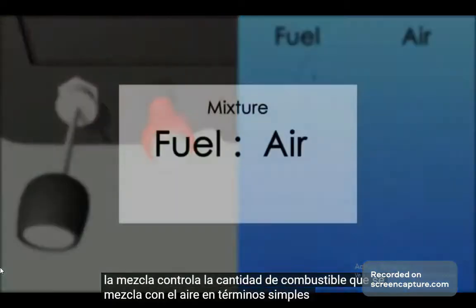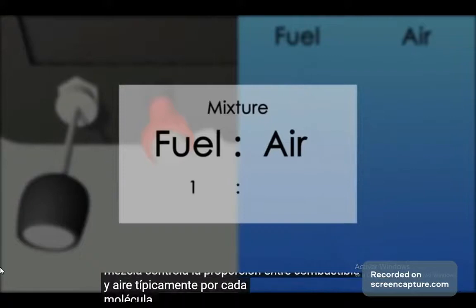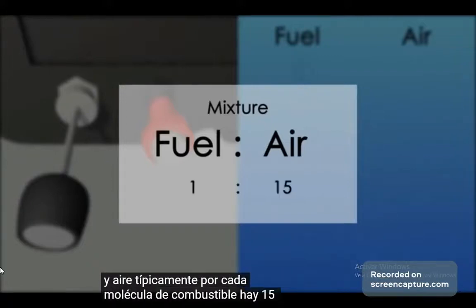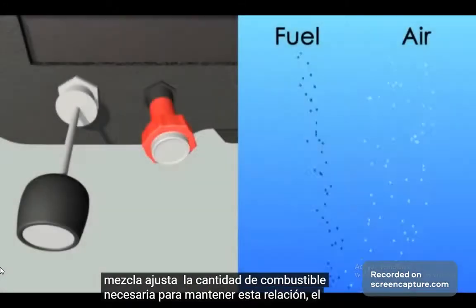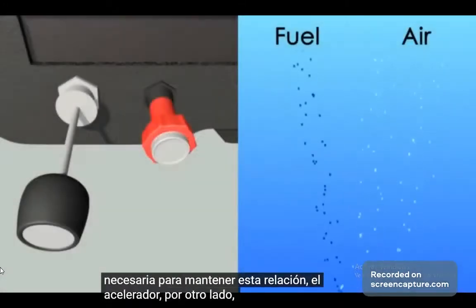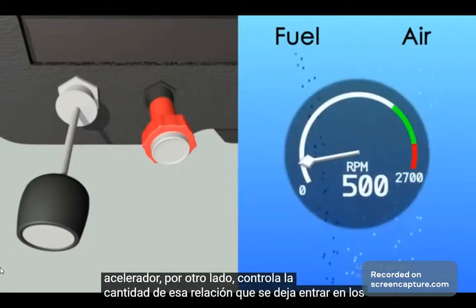In simple terms, the mixture controls the ratio between fuel and air. Typically, for every fuel molecule, there are 15 air molecules. The mixture adjusts the amount of fuel necessary to maintain this ratio. The throttle, on the other hand, controls how much of that ratio is let into the cylinders.